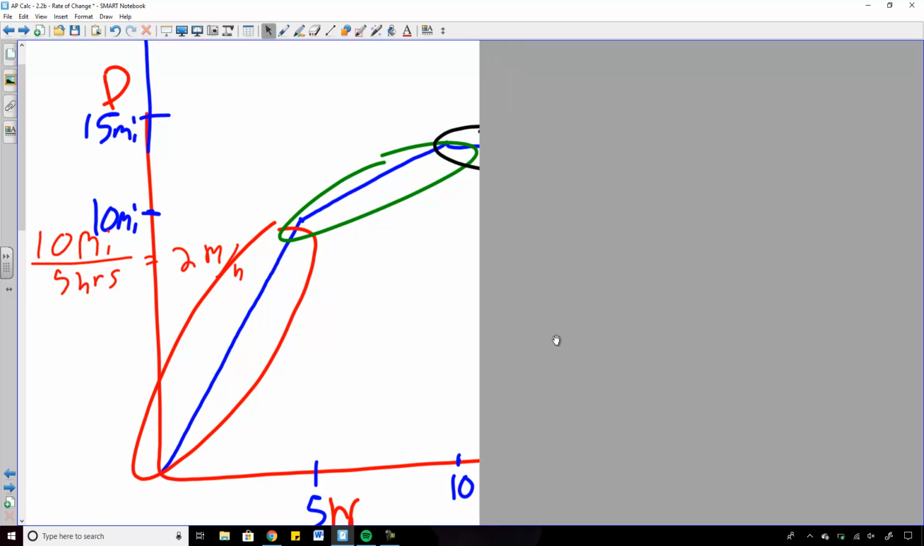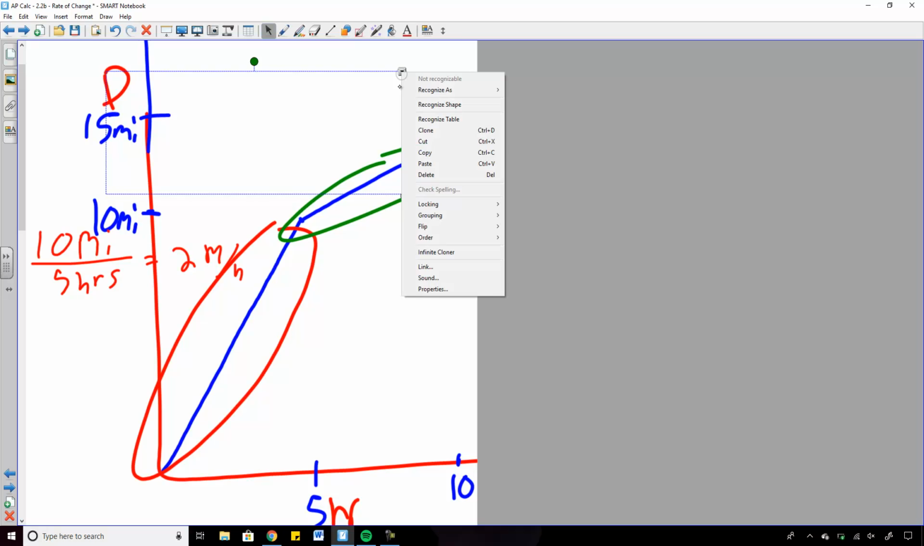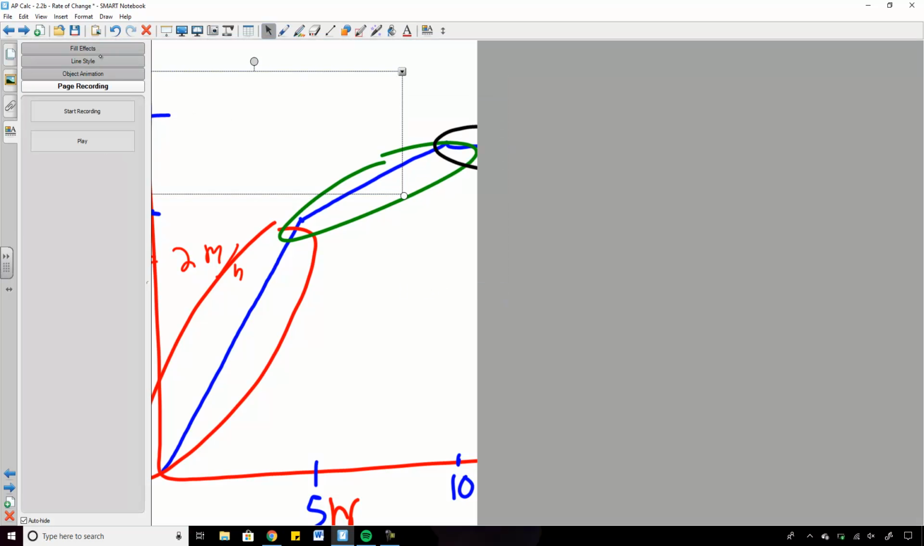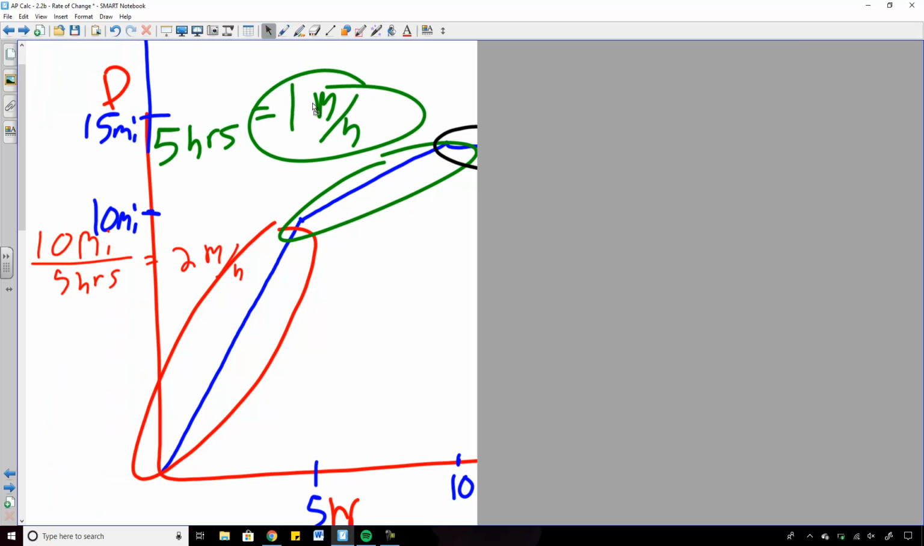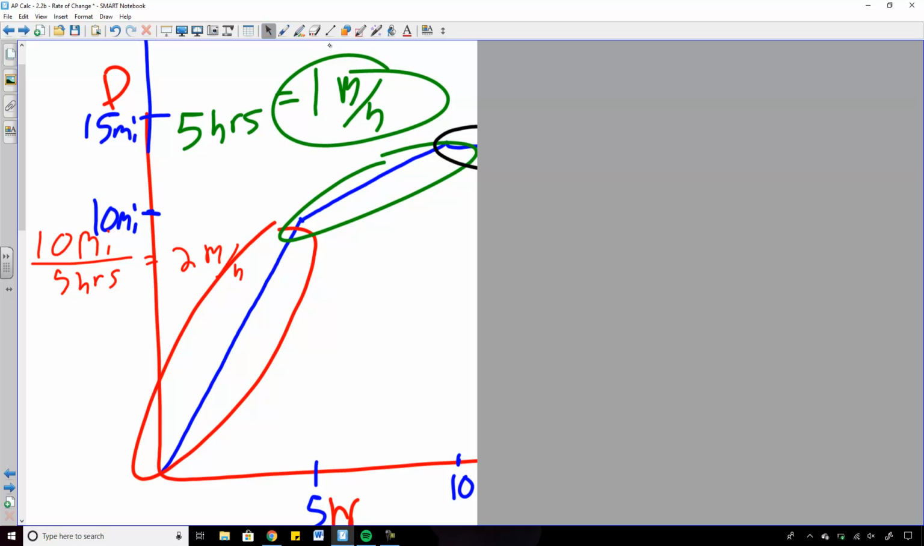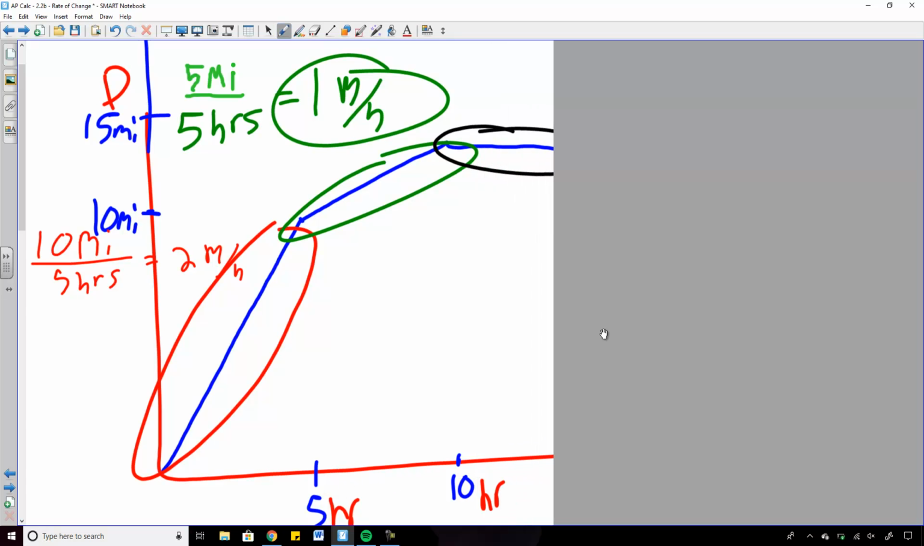Let's look at what else is going on here. We've got a couple other time periods. Maybe from 5 to 10, we went 5 miles and it took us 5 hours. So what are your thoughts? What was happening there? I think it's 1 mile an hour, right? I went 5 hours and it was 5 miles, so 5 miles per 5 hours is going to be 1 mile an hour. This is an average rate of change from 5 to 10 hours, that stretch of the journey.